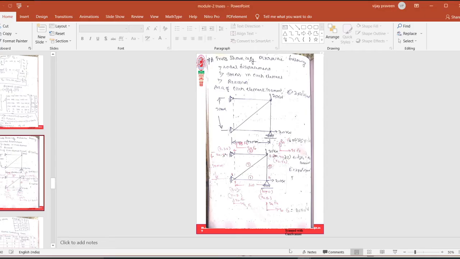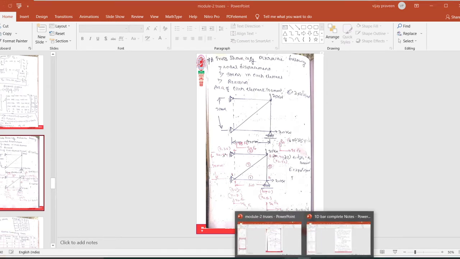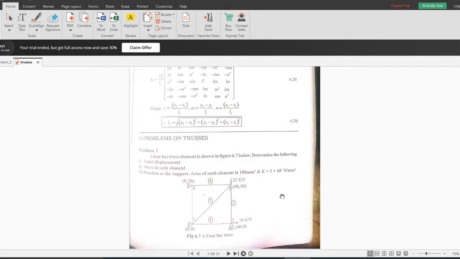So let me take the third problem. All of you, note down this problem.